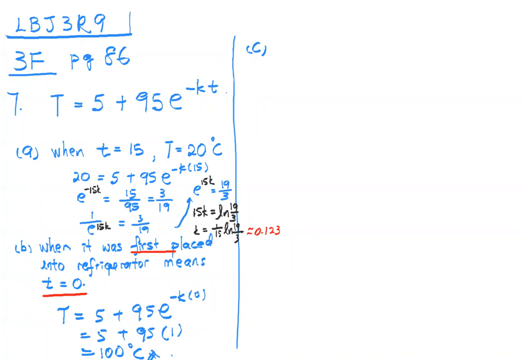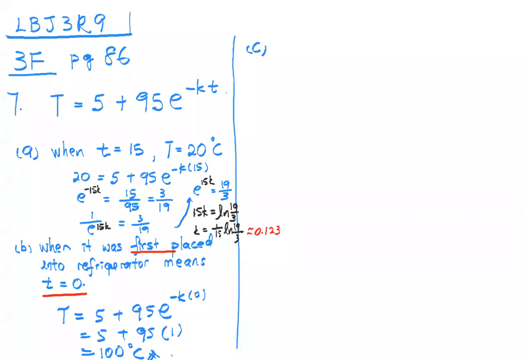So you see, sometimes in the question, especially when you talk about problem solving, they don't say initial temperature. You see or not? They will say first put in. That means T equal to 0. You have to know that. So you have to know what are the words that represent T equal to 0.